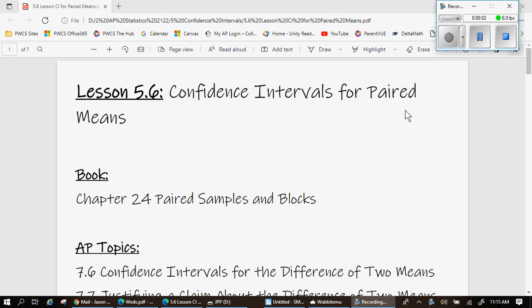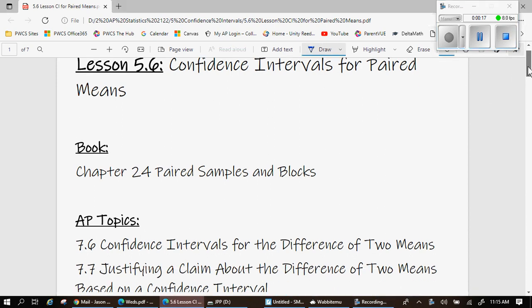Hey y'all, today we have one last confidence interval to talk about. We're going to be talking about two samples and we're going to be talking about means, but this time we're going to be talking about paired means. So it's slightly different than when we have two means, and you'll see why in a second.